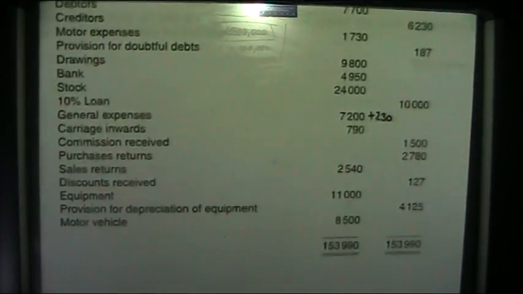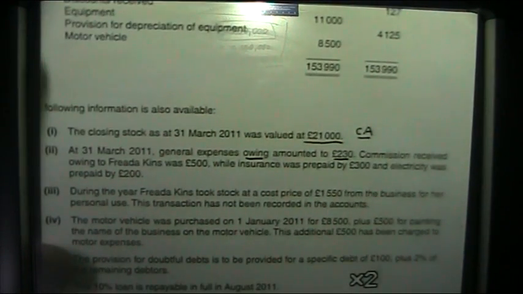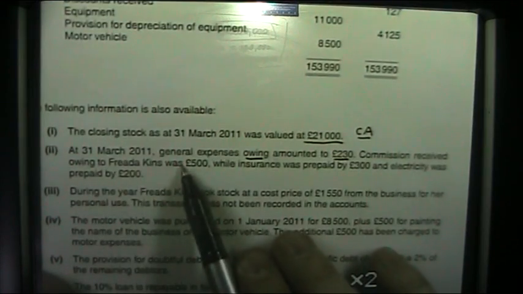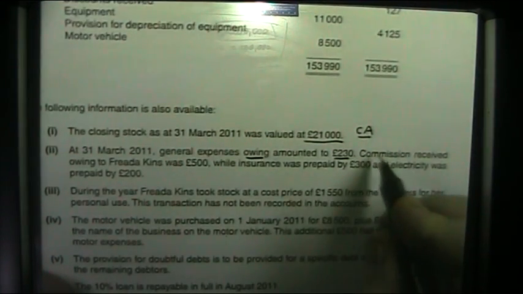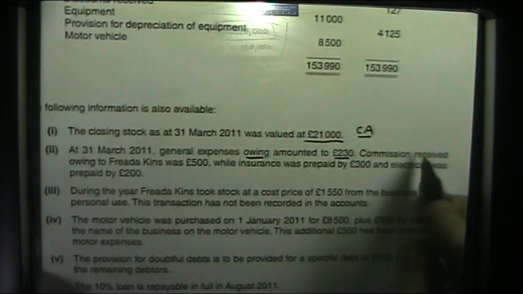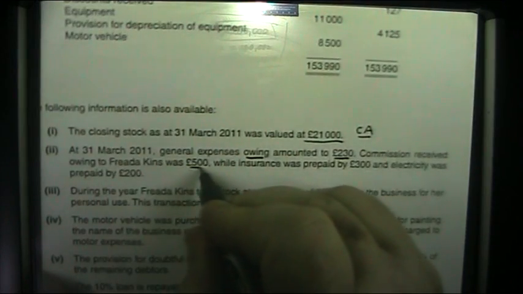Okay, now sometimes in the question they will add another one in here. Commission received was owing to Freda Kins for £500. So here we go, commission received, that's a revenue, and we are owed some more revenue. We are owed some money, and it is £500, okay?